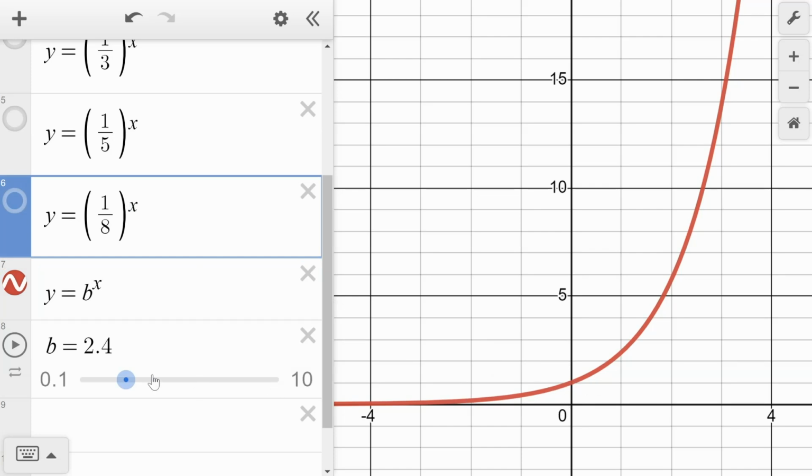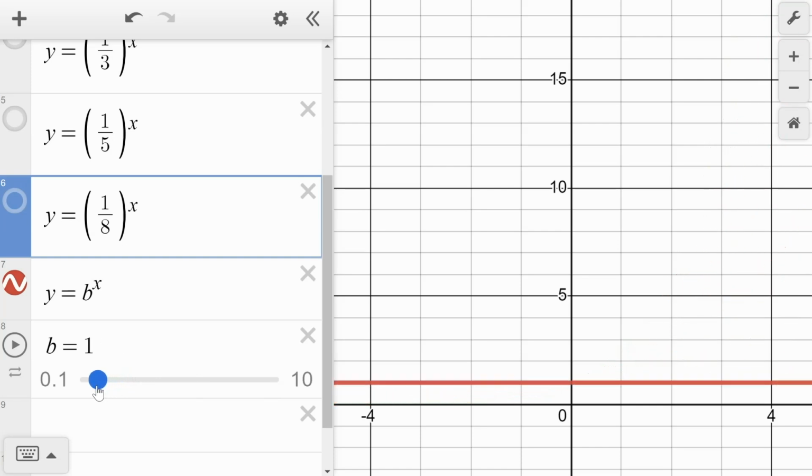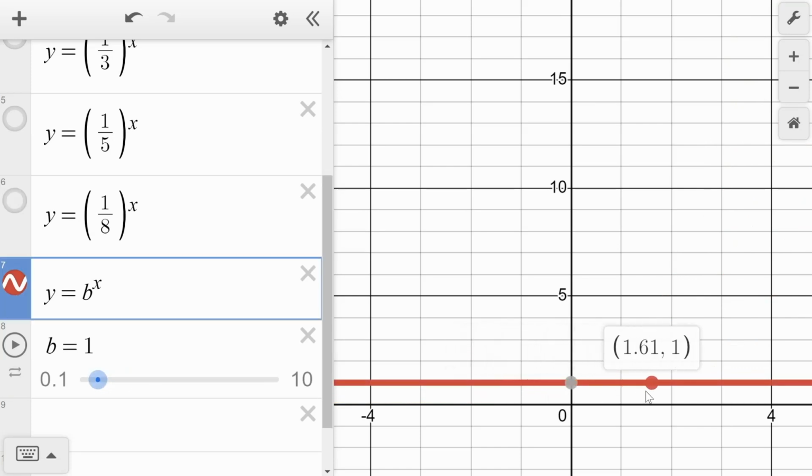All right, now you might have seen in the middle there, I skipped over pretty quickly, but what if the base was equal to 1? I've talked about bases bigger than 1 and bases smaller than 1, but if it's equal to 1 there, it's just a horizontal line.